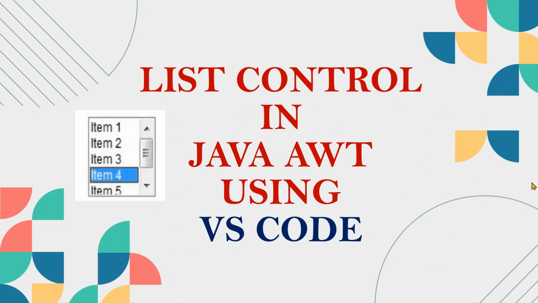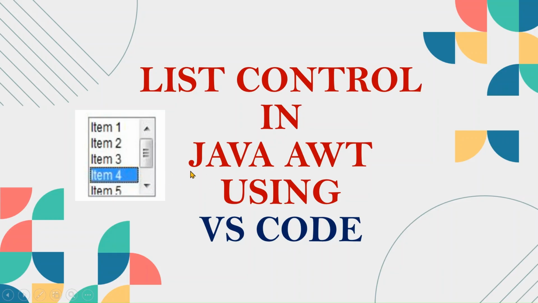Today I'll explain to you about the list control in Java AWT using the Visual Studio Code environment. So here you can see an image of the list control. You can see some items available inside this, and you have a scroll bar also. And you can select an item, or multiple items can also be selected. And the items that you're seeing are called the viewable area. If you have more than that, you can use a scroll bar.